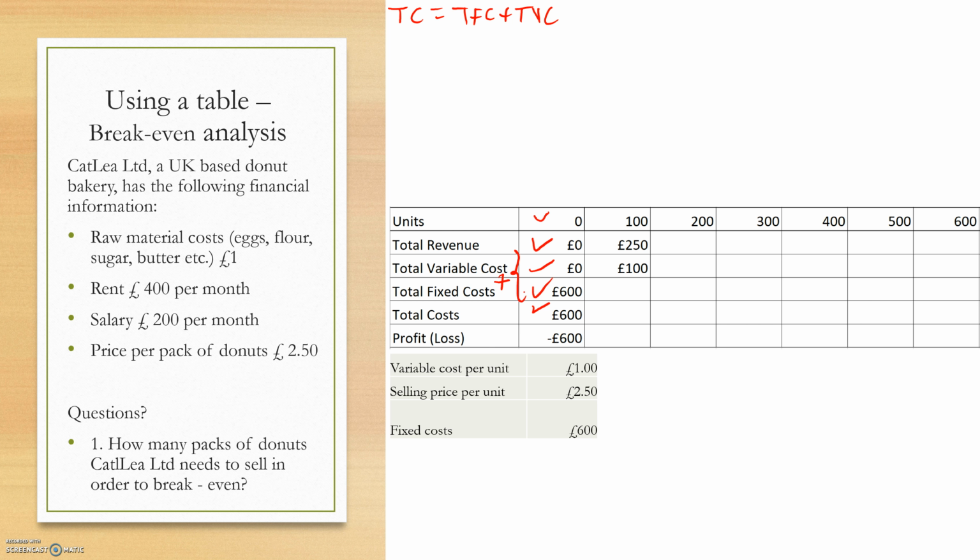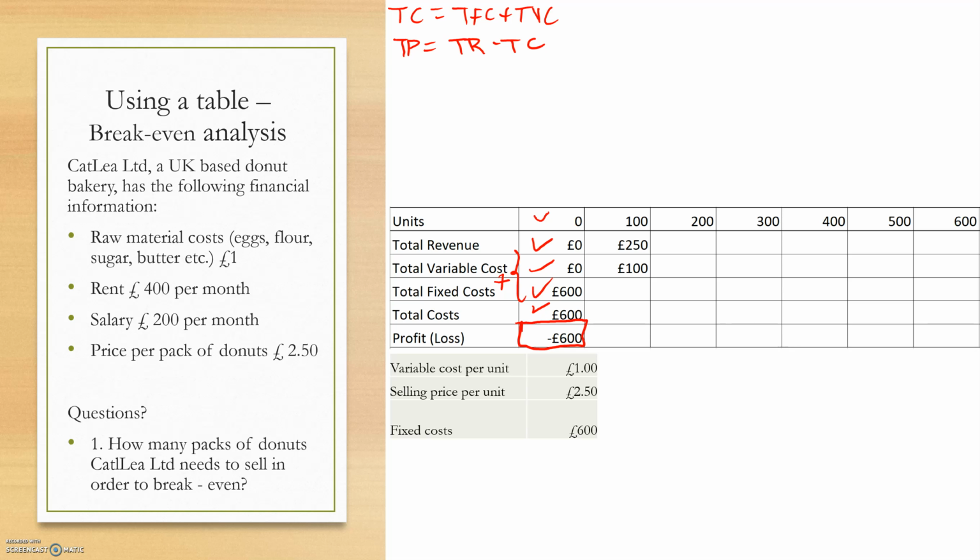By the way, just remember that the formula for total profit is equal to total revenue minus total cost. Therefore, in this case, total revenue is 0. Here, our total cost is 600. So obviously, we are going to end up with a loss of 600, hence the minus figure.